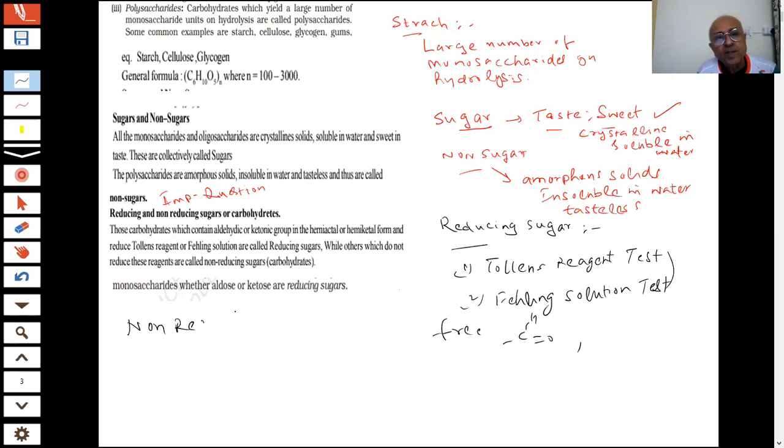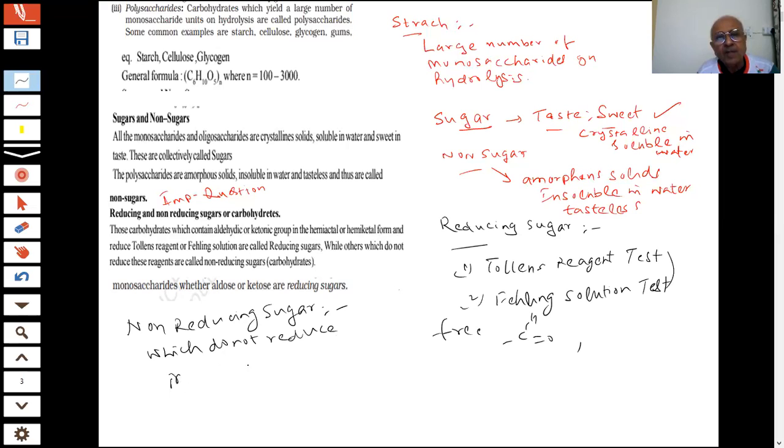Non-reducing sugars, students, are those which do not reduce these reagents, which are Tollens' reagent and Fehling's solution. They are non-reducing sugars. We will find monosaccharides, whether aldoses or ketoses, are all reducing sugars.